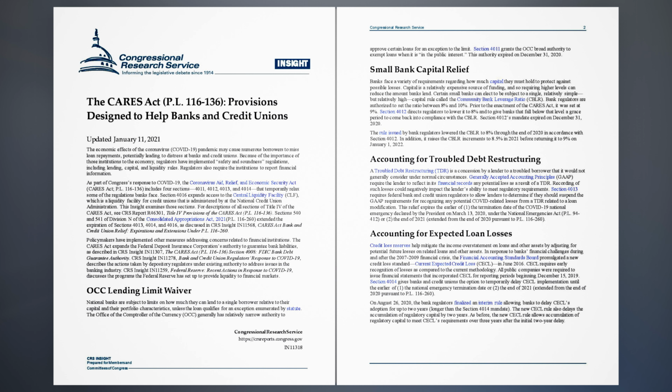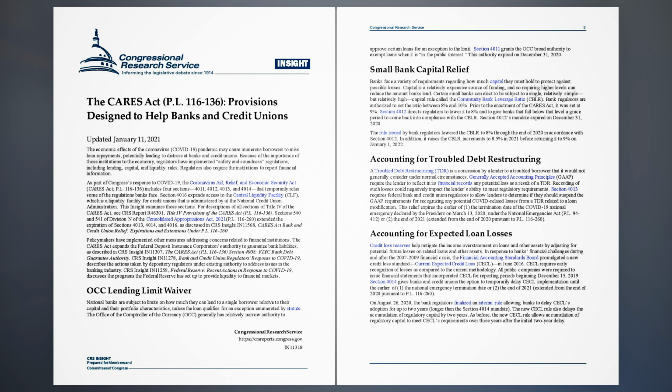Accounting for expected loan losses. Credit loss reserves help mitigate the income overstatement on loans and other assets by adjusting for potential future losses on related loans and other assets. In response to banks' financial challenges during and after the 2007 to 2009 financial crisis, the Financial Accounting Standards Board promulgated a new credit loss standard, Current Expected Credit Loss (CECL), in June 2016. CECL requires early recognition of losses as compared to the current methodology. All public companies were required to issue financial statements that incorporated CECL for reporting periods beginning December 15, 2019.